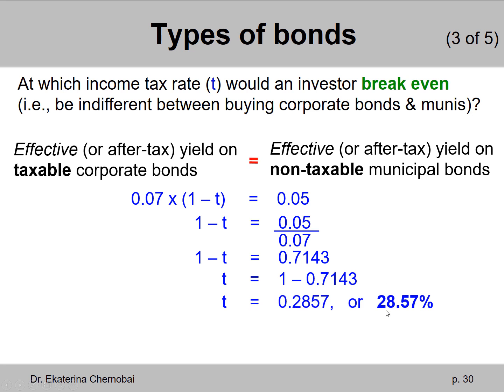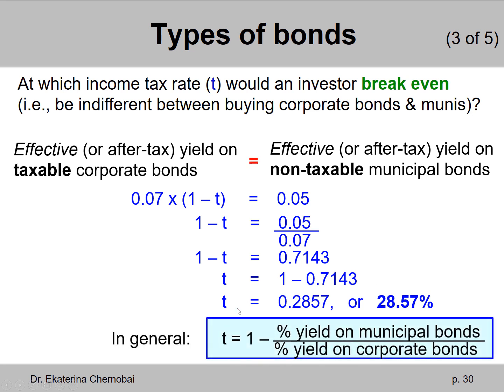In other words, the tax rate that you would need to face in order for you to be indifferent between buying corporate bonds and municipal bonds would be 28.57%. And this is the general formula that you would apply in problems like this. To find the break-even tax rate, you do 1 minus a fraction, where in the numerator you have the percentage yield on municipal bonds, and in the denominator you have the percentage yield on corporate bonds.